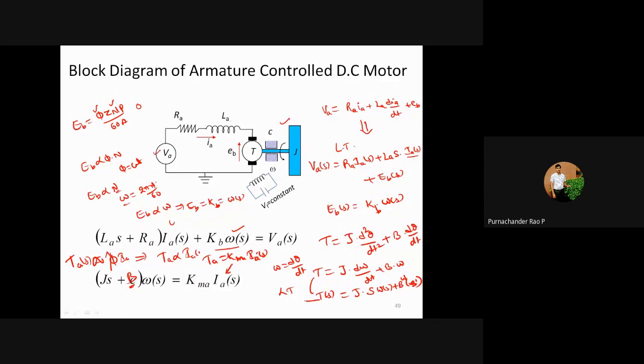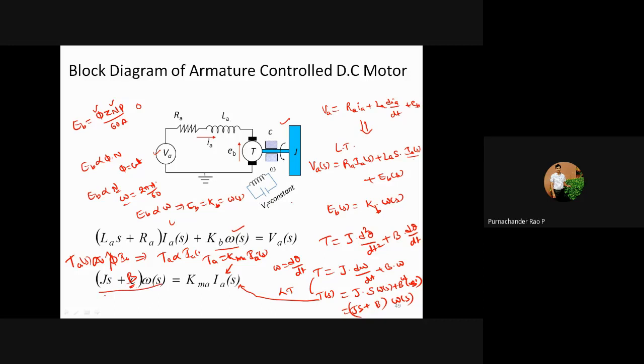Okay, so this equation is represented here. So T of S is equal to this one. T of S is equal to J S plus B into omega of S. Okay, so this equation we are writing here.